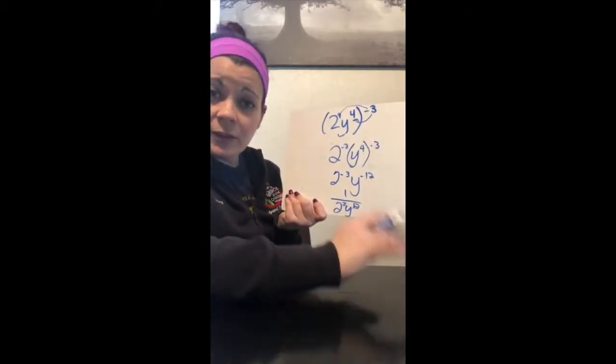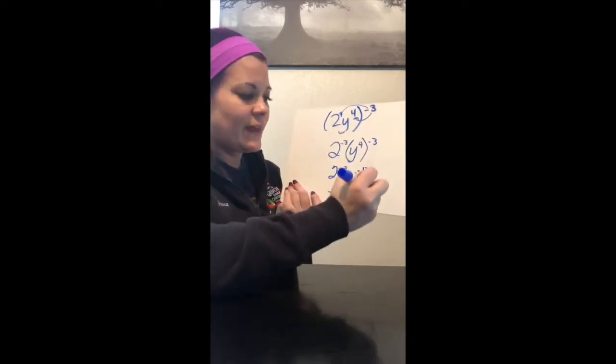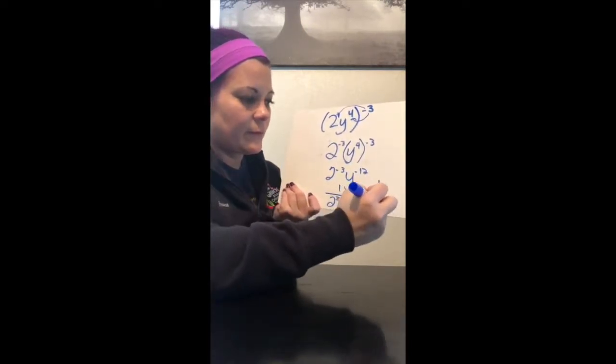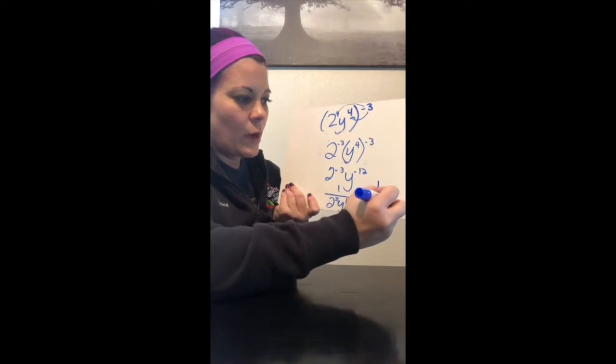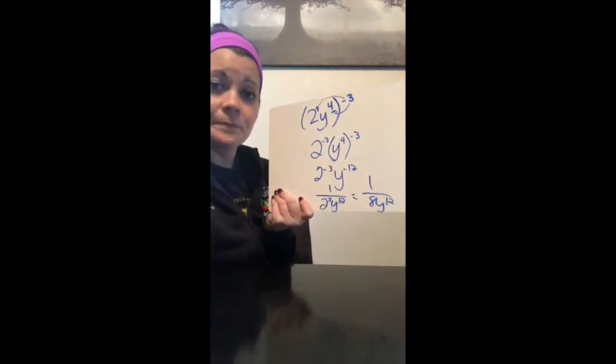And then I can actually simplify 2 to the third even more. So 2 to the third is 8. So my final answer is going to be 1 over 8 y to the 12th.